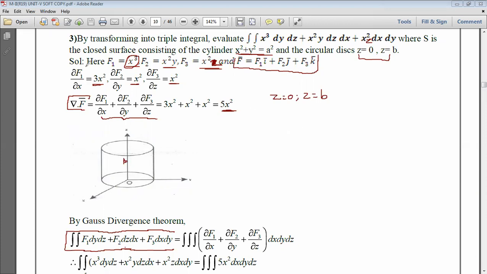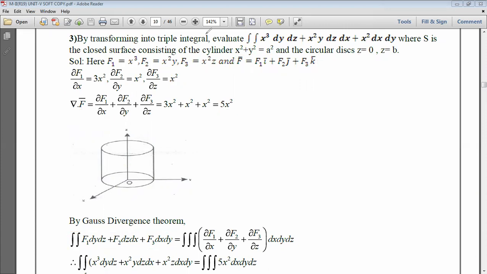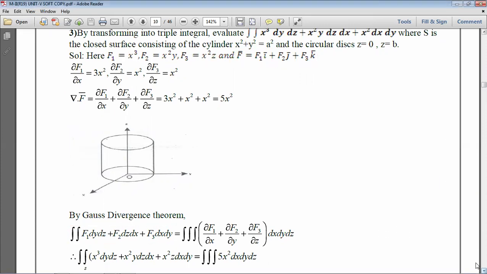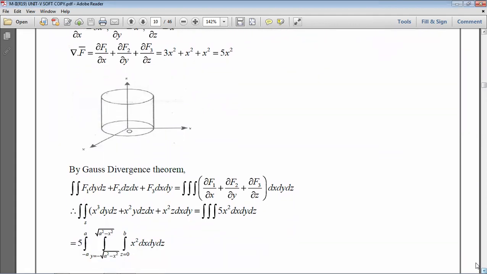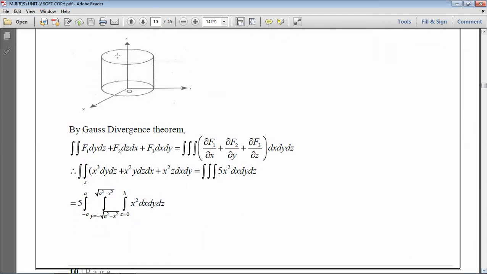Okay. By taking this, we need to calculate limits and then find the integration for this. So here it is having, let us see that. 5x square dx dy dz. So here throughout, we are taking x square plus y square is equal to a square, right? And z is equal to 0 to b, already we mentioned.